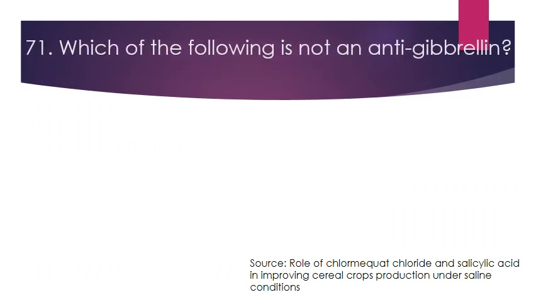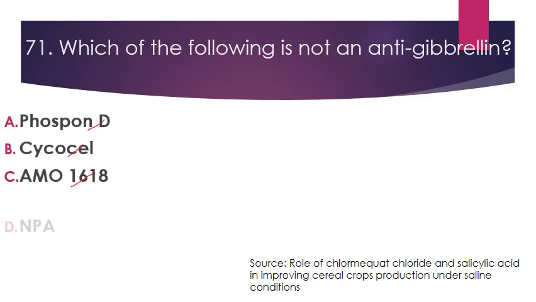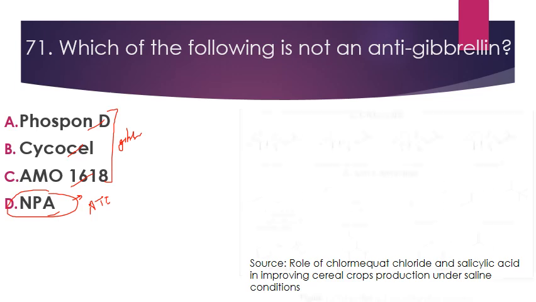So the question is, which of the following is not an anti-gibberellin? Our options are phosphon-D, psychocel, MO1618, or NPA. So these first three chemicals are gibberellin inhibitors, while this NPA is an auxin transport inhibitor, that is called ATI. I will discuss these all one by one in detail.